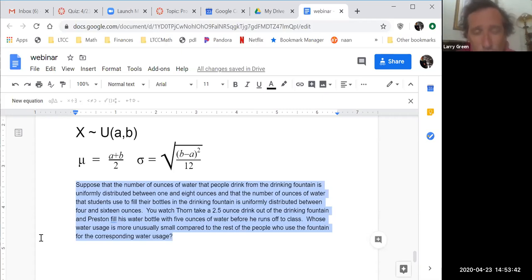You watch Thorn take a 2.5 ounce drink out of the drinking fountain, and Preston fill his water bottle with 5 ounces of water before he runs off to class. Whose water usage is more unusually small compared to the rest of the people who use the fountain for the corresponding water usage? Any questions on the question?